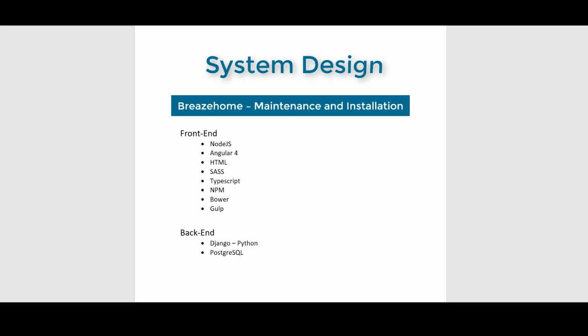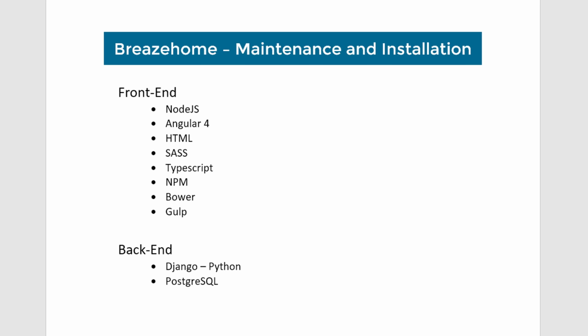The system design of Breazehome 2.0 is as follows. The front end of Breazehome is built using the Ionic Mobile Development Framework, which itself includes Node.js, Angular 4, HTML, Sass, and TypeScript. NPM, Bower, and Gulp are also used in the front end. The back end of Breazehome is built on Django using Python, and the database is implemented using PostgreSQL.